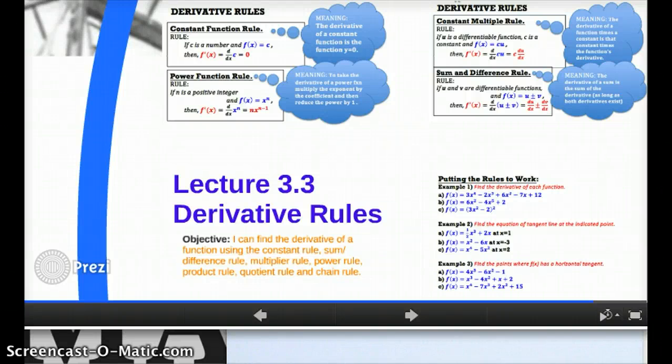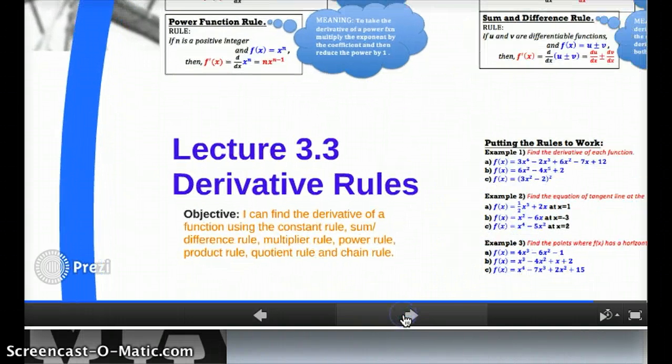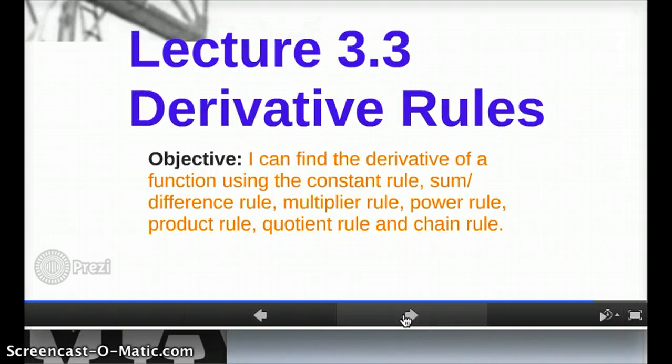Welcome to lecture 3.3. Today in class we recognized a pattern that was really useful for taking the derivative of a polynomial function, and we summarized that pattern into 4 rules. Well, tonight's video is going to be about taking those 4 rules and applying them to slightly more advanced situations. It's going to test whether you really understood what happened today in class and whether you really trust it.